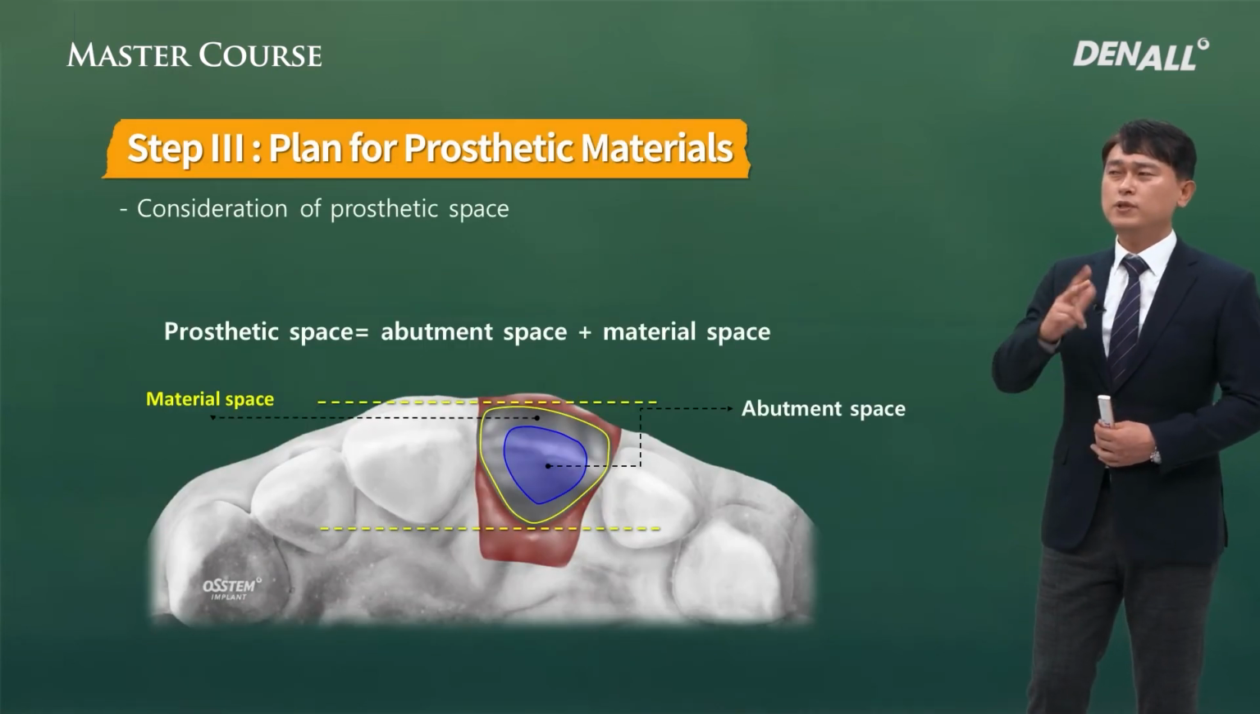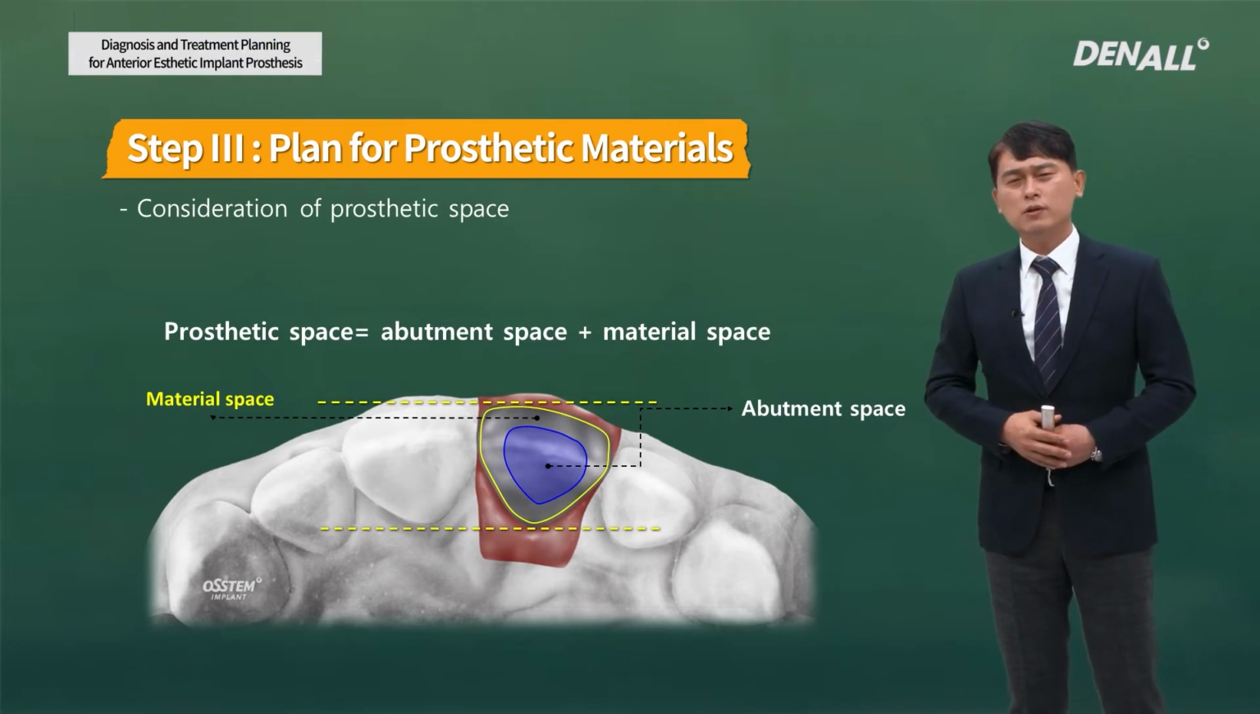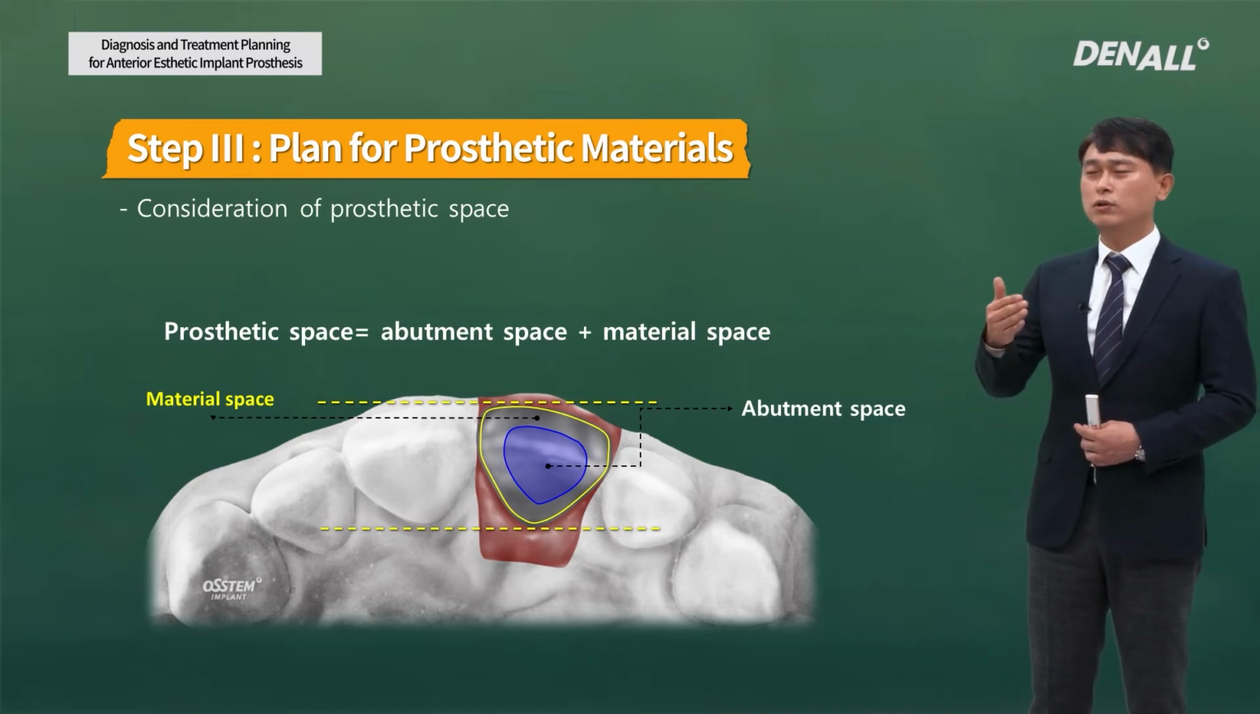The third step is if you have determined what kind of prosthesis type you're going to use, you need to choose the material. I have so much to say, but because of time constraint, I'm going to talk about factors to consider.